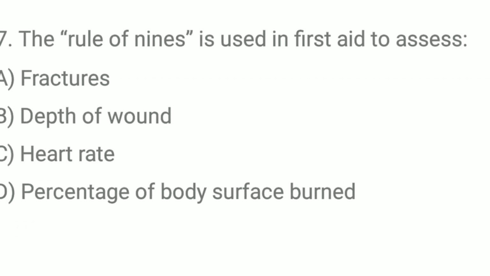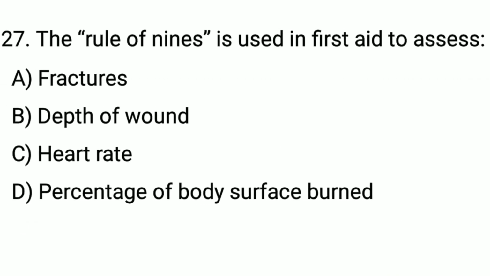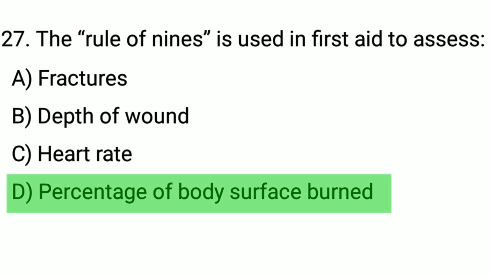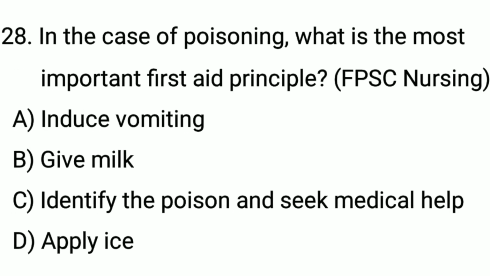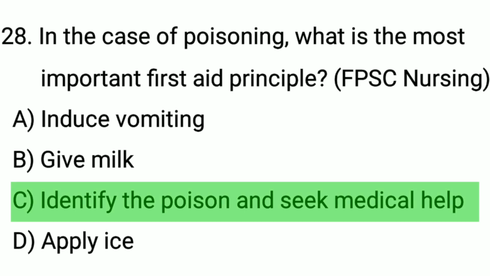Question number 27. The rule of nines is used in first aid to assess. The right option is option D, percentage of body surface burned. Question number 28. In the case of poisoning, what is the most important first aid principle? The right option is option C, identify the poison and seek medical help.